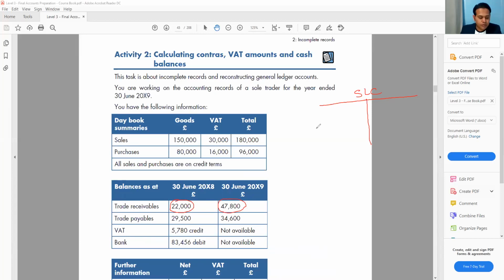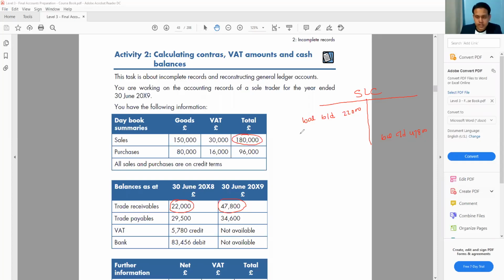So that's fine. You're going to write the opening balance. So balance BD, that is 22,000, and balance CD, that is 47,800. Then after that, we need to see how much is the credit sale, because sales ledger control is all about how much is the credit sale and how much was outstanding. So sales ledger control will tell us the total outstanding balance anyway. So we have 180,000. This is our total credit sale.